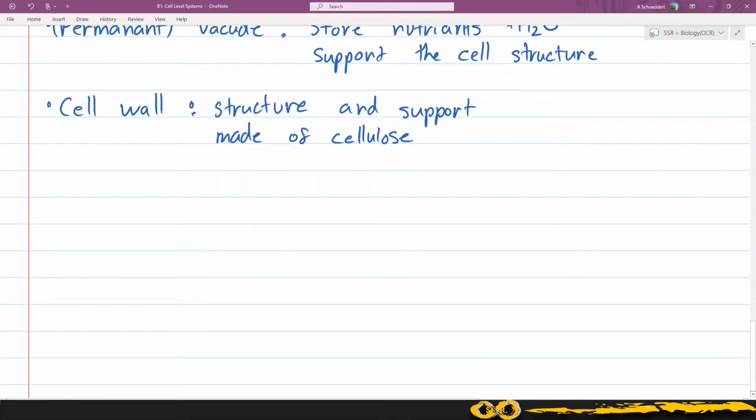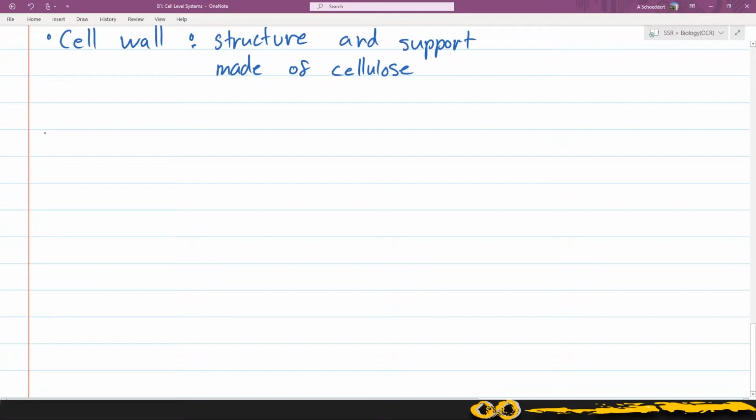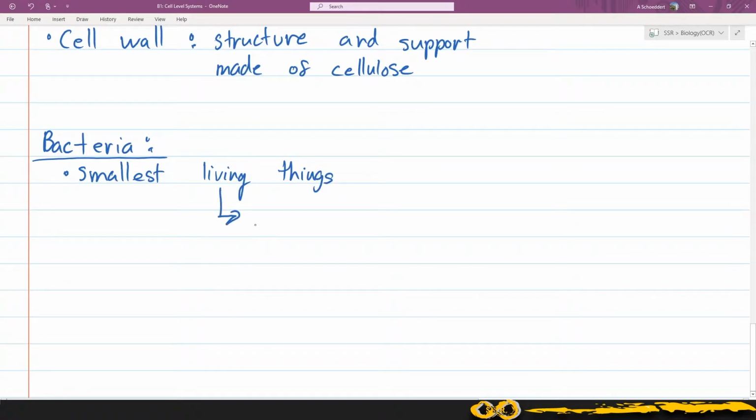We'll move back into prokaryotic cells, and we'll talk specifically about bacteria. It's important that you remember that they are the smallest living things. And remember that when we say living in biology, we mean that they can do all the things in Mrs Gren. So they can move, they can respire, they can sense their environments, they can grow, they can reproduce, they can excrete, and they need nutrition. So if something meets those 7 things, then it can be counted as living.